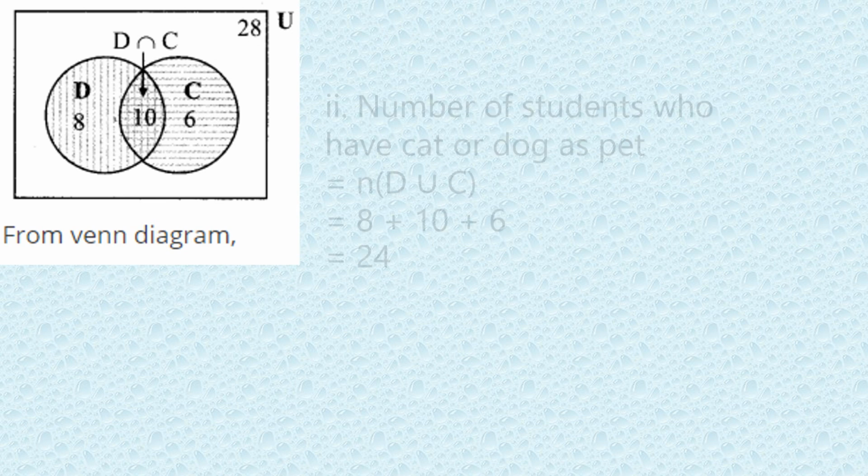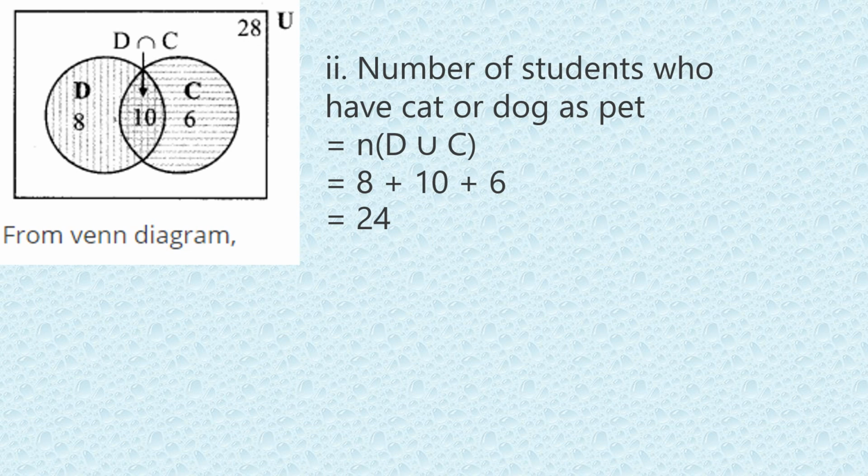Observe the Venn diagram here. D, set of students having dog as a pet. C, set of students having cat as a pet. And 10 is the number in D intersection C, meaning students having both dog and cat. So first we will find the number of students who have cat or dog as a pet, meaning we have to find the union. So n of D union C is equal to 8 plus 10 plus 6, which is equal to 24.